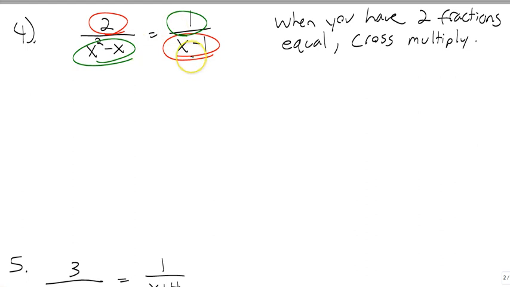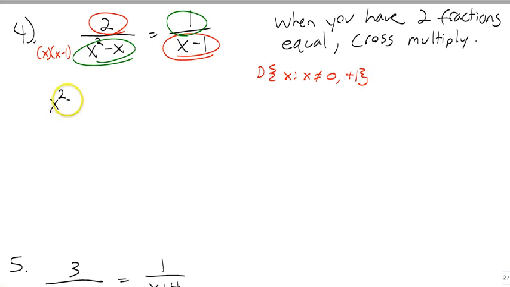So I get 2 times x plus 1. And I probably should figure out what my domain restrictions are first. Remember, factor this out, and it's an x and an x minus 1. So the domain is that x is all values such that x cannot be 0 and positive 1. Alright, so let's cross multiply and solve this.